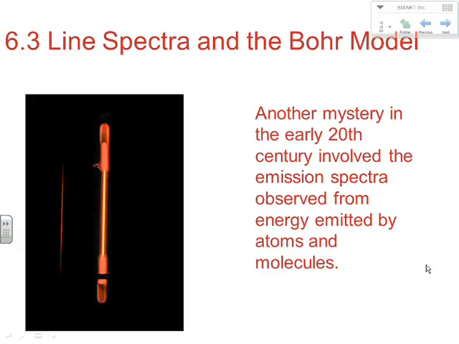Now, another mystery in the early 20th century was the emission spectrum, which is basically when you pass electricity or energy through an atom or a molecule, and the atom or molecule starts to glow. What comes out is not one particular frequency of light, but a whole bunch of different frequencies of light. And this isn't like white light where you get all of the colors of the spectrum. You really get what's called a discontinuous spectrum.